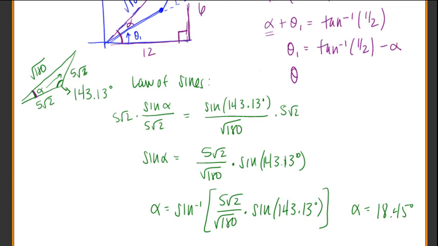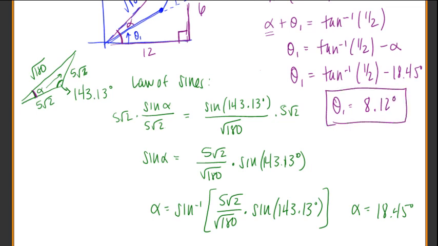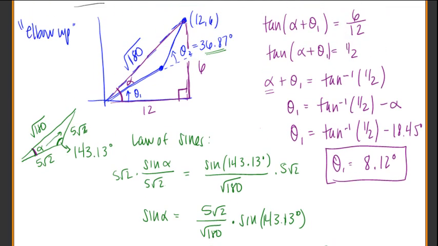All right, so theta 1 now is the inverse tangent of 1/2 minus 18.45 degrees. So when I plug that in my calculator, then I get theta 1 to be, rounding a little bit, 8.12 degrees. Okay, so there's theta 1. And if we come back up here, then we can say our theta 2 is 36.87. And there's the answer specifically for theta 1 and theta 2 when I've done the elbow up position.